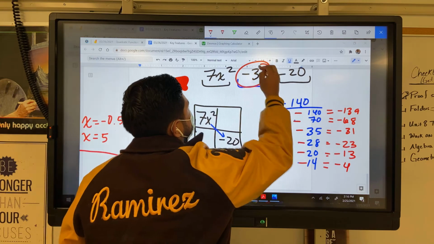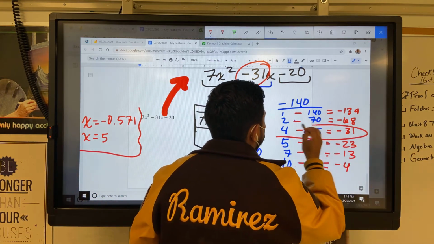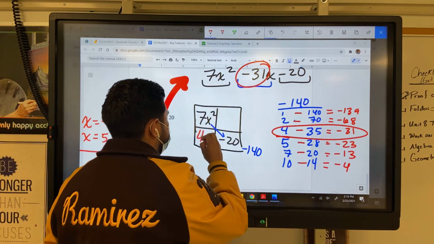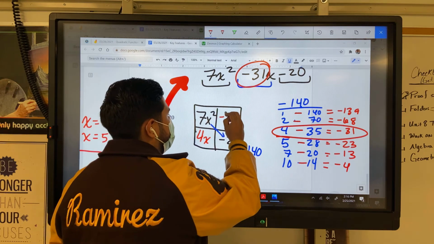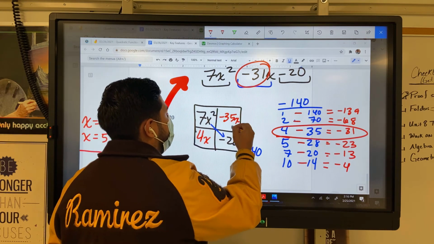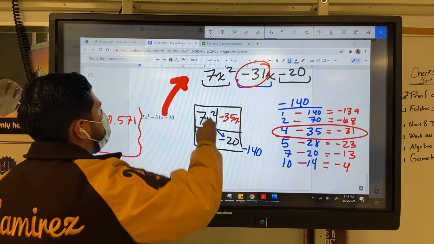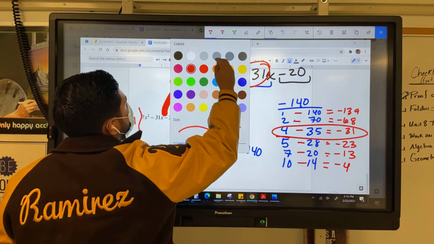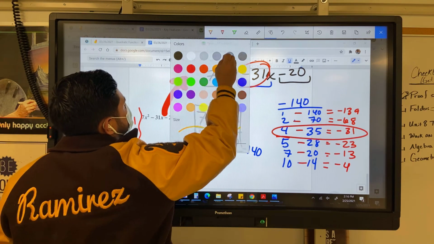Who gives me negative 31? Boom. 4x and negative 35x. And now we get to solve. Let's use a different color.